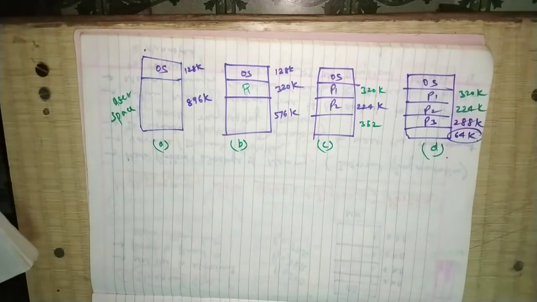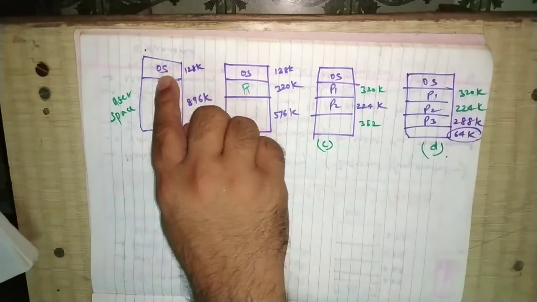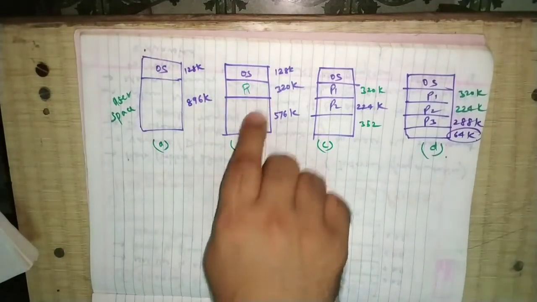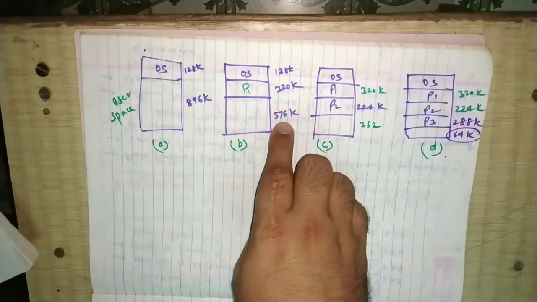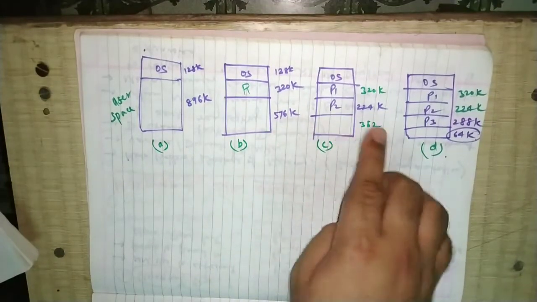Okay, we have only allocated 128k to the operating system. After that process 1 comes. Process 1 was requesting 320k, so we have given 320k to process 1. The remaining is 576k. Now process 2 will come.